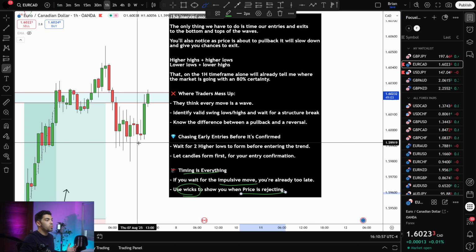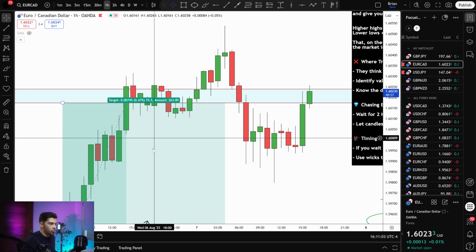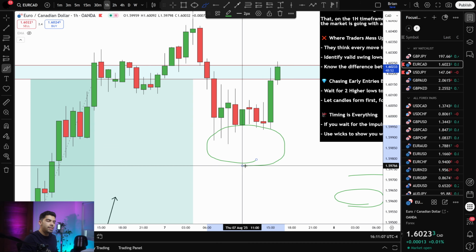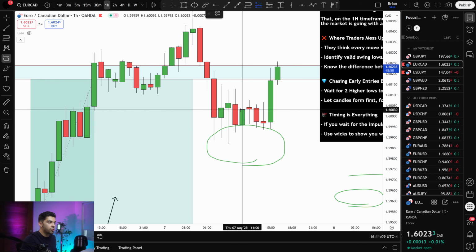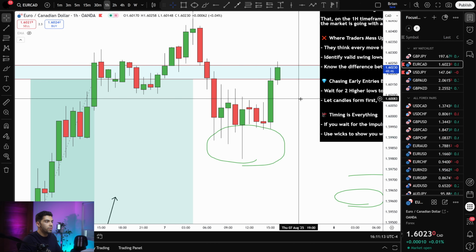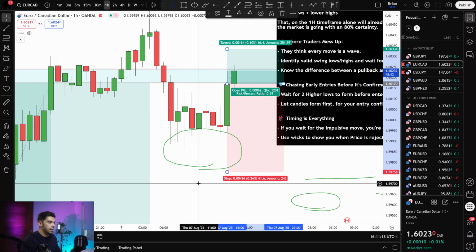Because when price starts to reject and you have those wicks showing you, that's when you want to enter in. If you wait for the wicks, let's say this right here is a perfect example, what we have right next to this trade that I took. You have a big wick rejection, right? Let's say you're going to enter. The right time to enter is upon this candle closing. If you wait for the impulsive move, which is this one, then you're already too late.